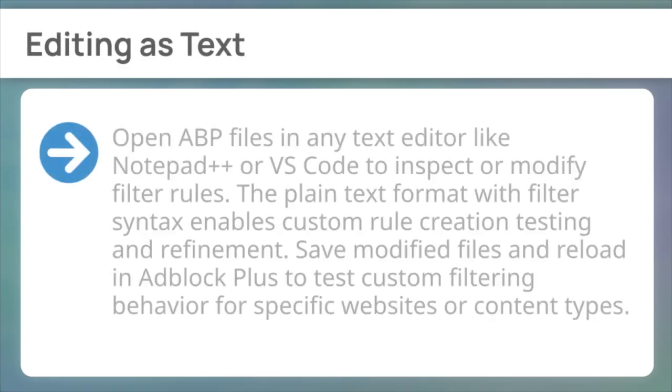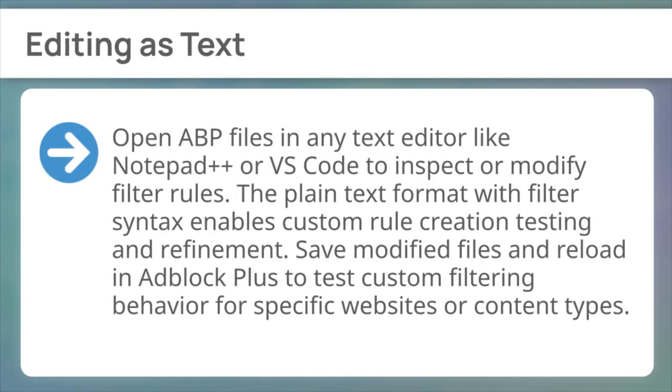Next, editing as text. Open ABP files in any text editor like Notepad++ or VS Code to inspect or modify filter rules. The plain text format with filter syntax enables custom rule creation, testing, and refinement. Save modified files and reload in Adblock Plus to test custom filtering behavior for specific websites or content types.